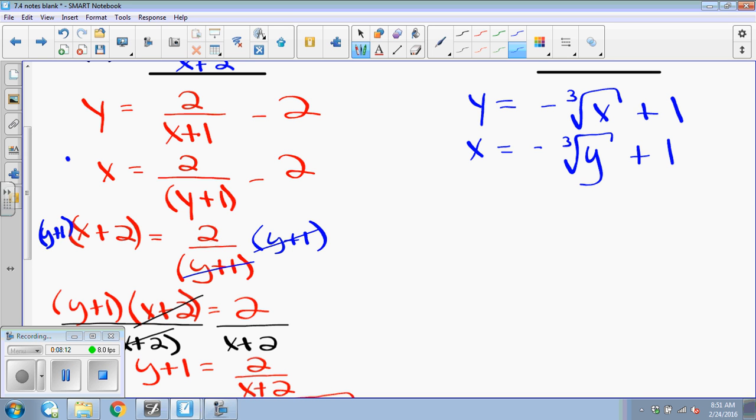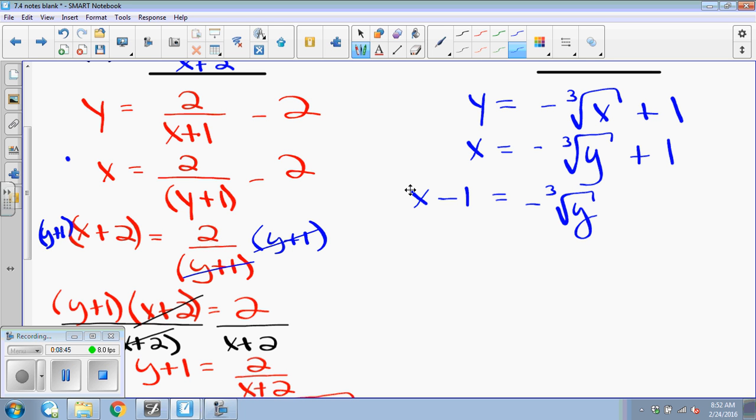Now, the plus 1 is not underneath that radical. How come you wouldn't combine the x with the cube root, like take all of that over? Okay, now we need to solve for y. We need to get y by itself. What's the first thing I do? Subtract 1 from both sides, right? So that'll be x minus 1 equals negative cube root of y.